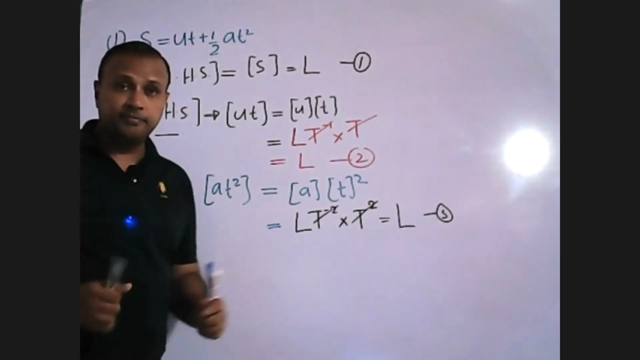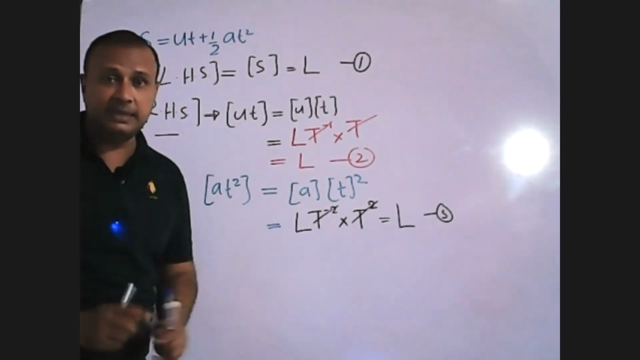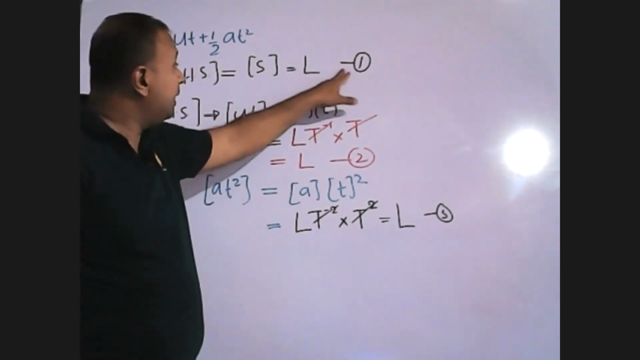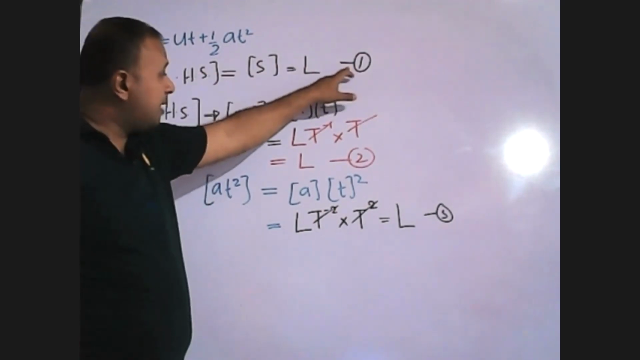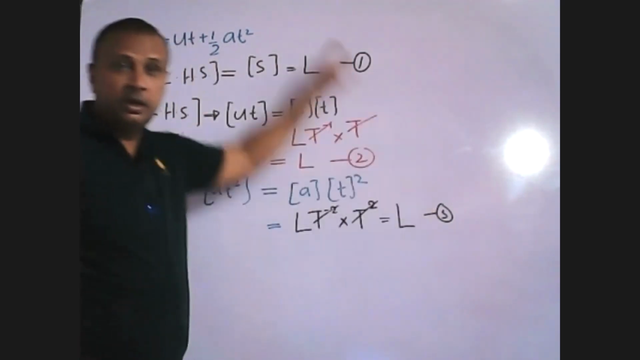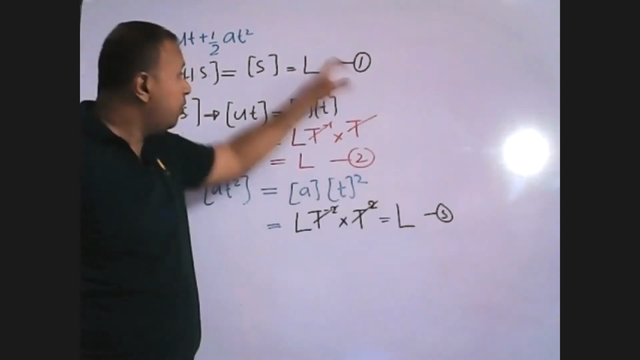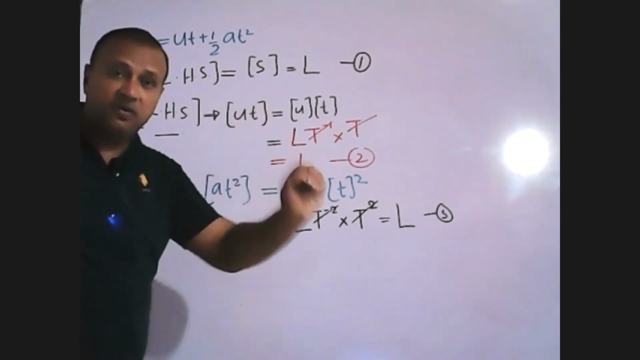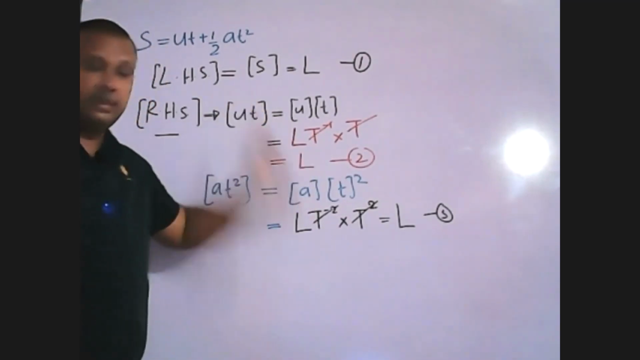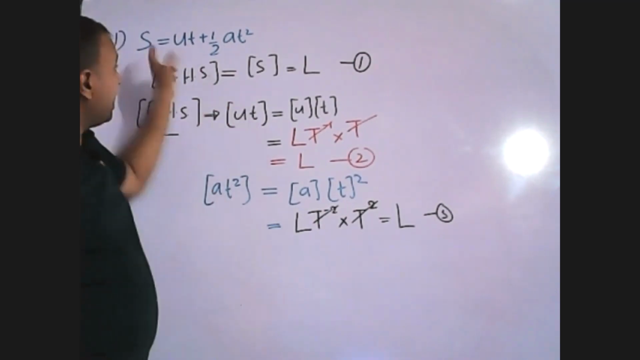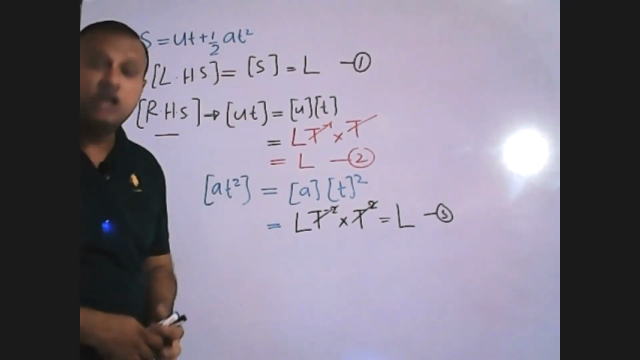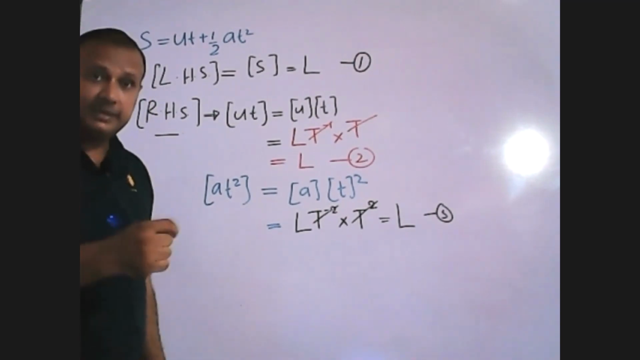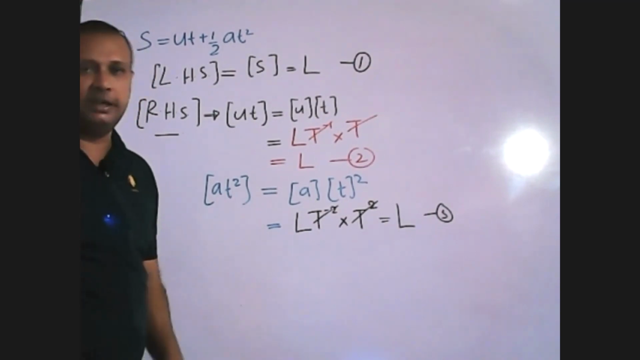Okay. Then we can say something like this. From equations 1, 2 and 3, each and every term of this equation has the same dimension. Therefore, this equation is dimensionally correct.